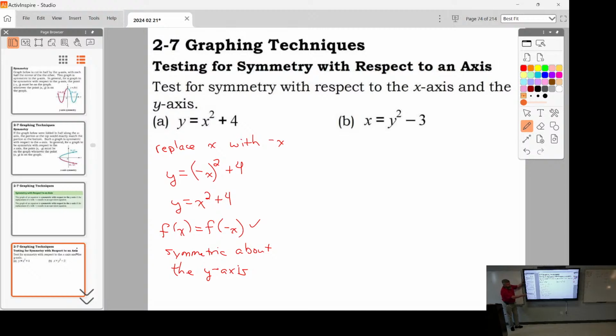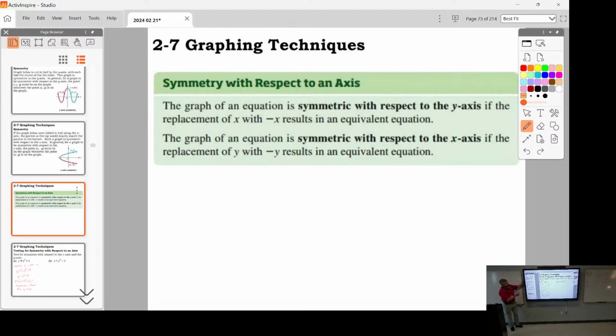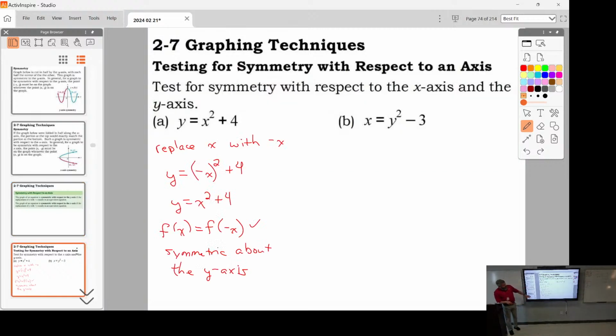I'm going to go back to the previous slide and read this first statement. A graph of an equation is symmetric with respect to or about the y-axis if the replacement of x with negative x results in an equivalent equation. Is that what just happened? Okay. So there it is happening. B. What would happen if I replaced y with negative y?